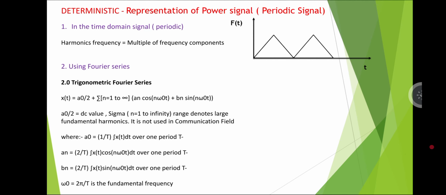Now second is your Fourier transform. Number one is your trigonometric Fourier series. Sorry, it's using Fourier series. So trigonometric Fourier series, this is the relation if you see. a naught by 2 is your DC value, and sigma n equal to 1 to infinity denotes the fundamental harmonics, and it is not used in the communications field.